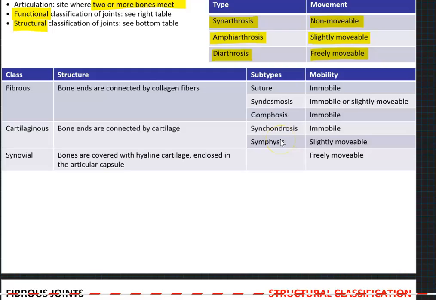Structural classification is based on how bones are connected. If they are connected by connective tissue, the fibrous joints, most of them are immobile. Very few of them are slightly movable. Cartilaginous joints, in which bones are connected by cartilage, are pretty much not very mobile. Okay? And finally, synovial joints. These are freely movable joints.